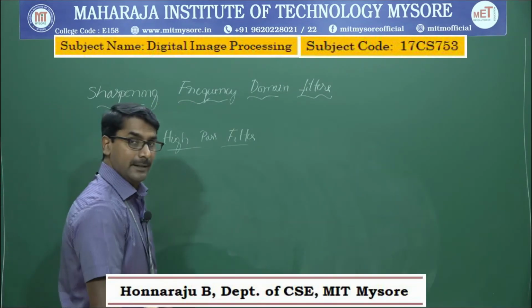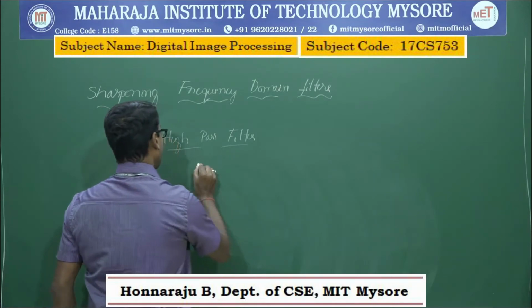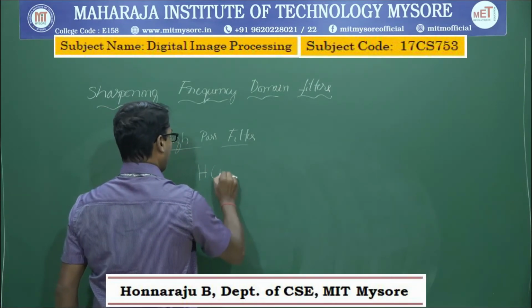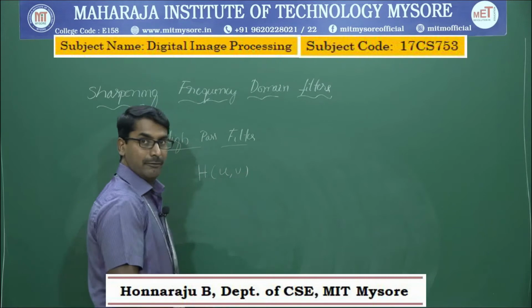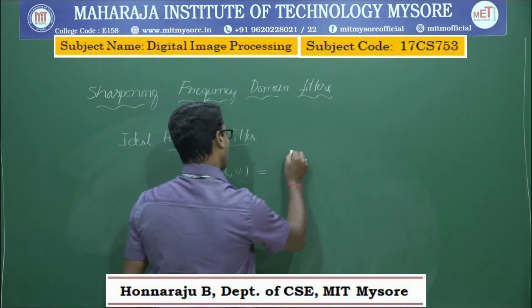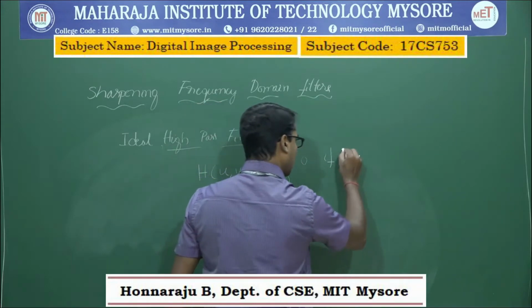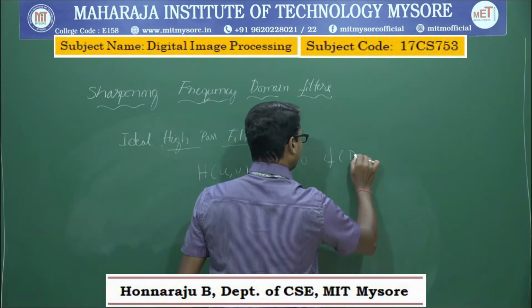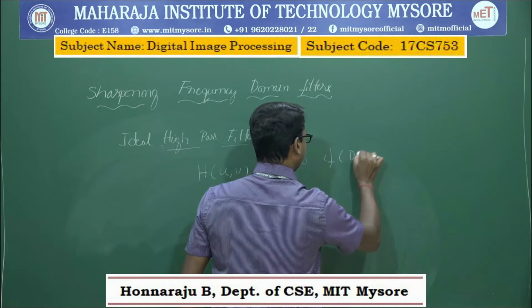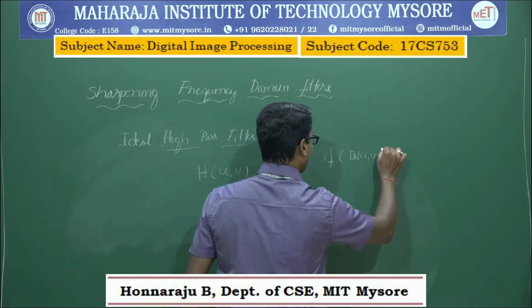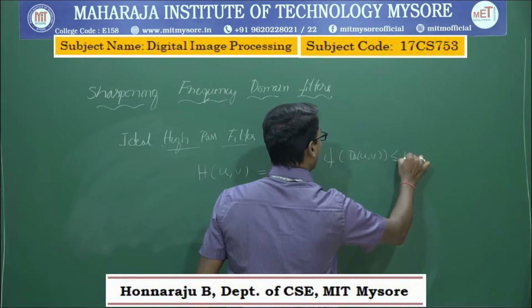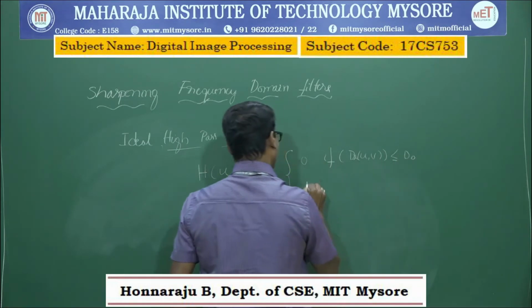In the ideal high pass filter, the equation is H(u,v) is equal to 0 if D(u,v) is less than or equal to D0, otherwise 1.